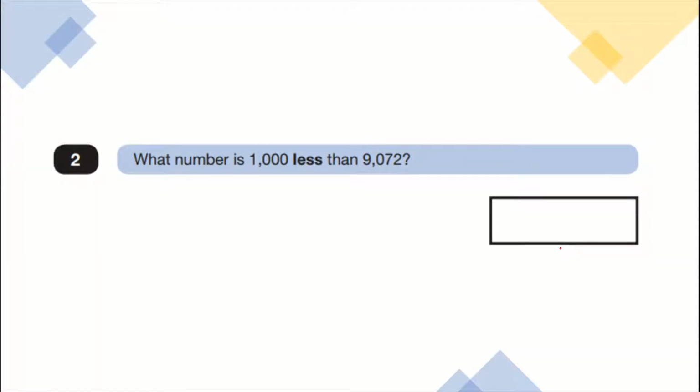Question 2. What number is 1000 less than 9072? So if we look at the thousands column, we have a 9, and we're taking 1 off the thousands column. So 9 minus 1 is 8, so 8072.